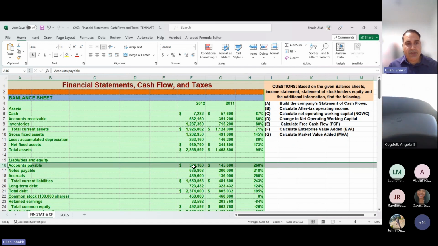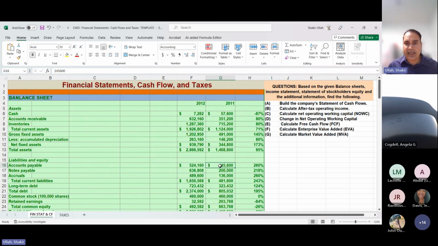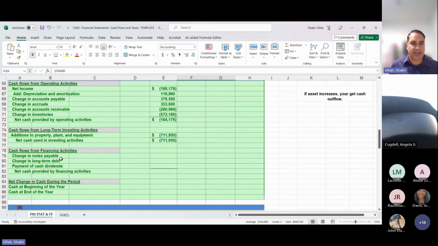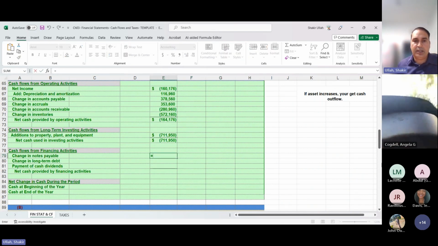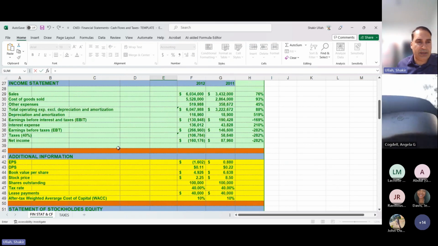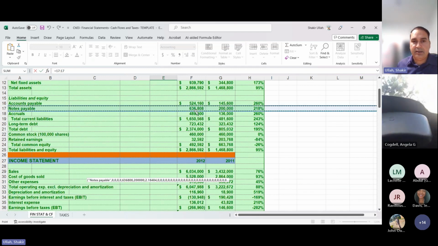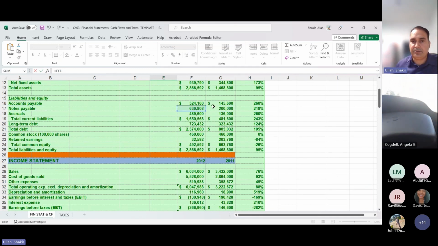So for any increase, you can see that you have borrowed: last year your balance was 145,000 and this year is 524,000. That means you have borrowed a lot more money from the bank on the notes payable account, so it should result in a cash inflow. An increase in the liability is an inflow. So let's go to that section, and right here, changes in notes payable equals the current year's notes payable minus the last year's notes payable. Right here, row number 17, current year minus last year.